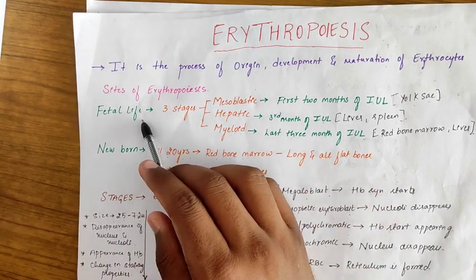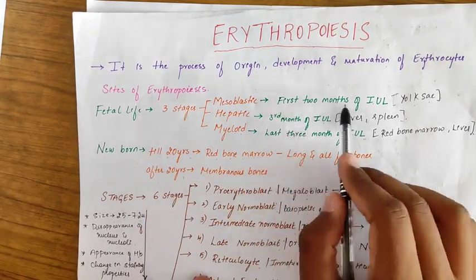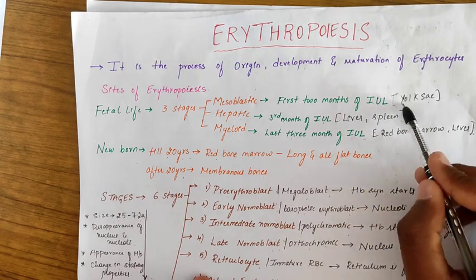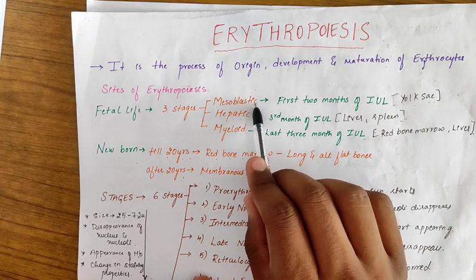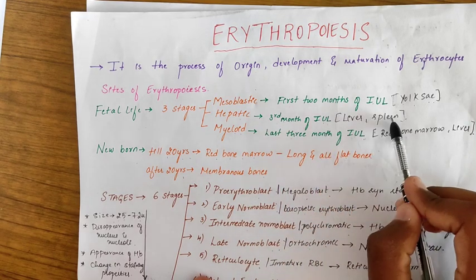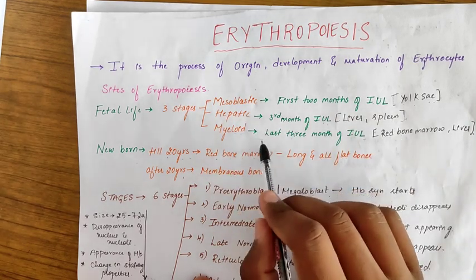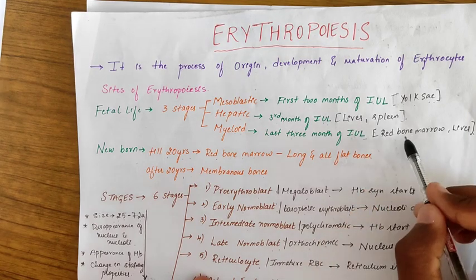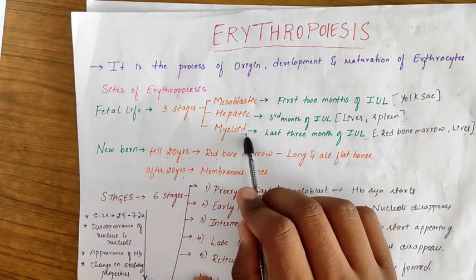First, in the fetal life, it occurs in 3 stages. In the first 2 months of intrauterine life, it occurs in the mesenchyme of the yolk sac. This is called the mesoblastic stage. From the 3rd month of intrauterine life, it occurs in the liver and the spleen. This is called the hepatic stage. In the last 3 months of intrauterine life, it occurs in the red bone marrow and the liver. This is called the myeloid stage.